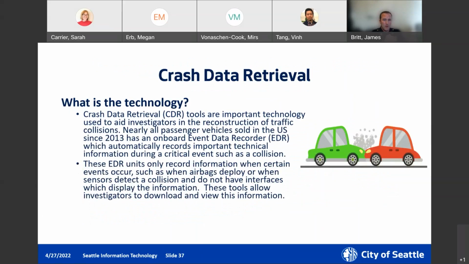Crash data retrieval. The crash data retrieval tools are an important technology used to aid investigators in the reconstruction of traffic collisions. Nearly all passenger vehicles sold in the US since 2013 have an onboard event data recorder, which automatically records important technical information during a critical event, such as a collision. These EDR units only record information when certain events occur, such as when airbags deploy or when sensors detect a collision and do not have interfaces which display the information. These tools allow investigators to download and view this information.